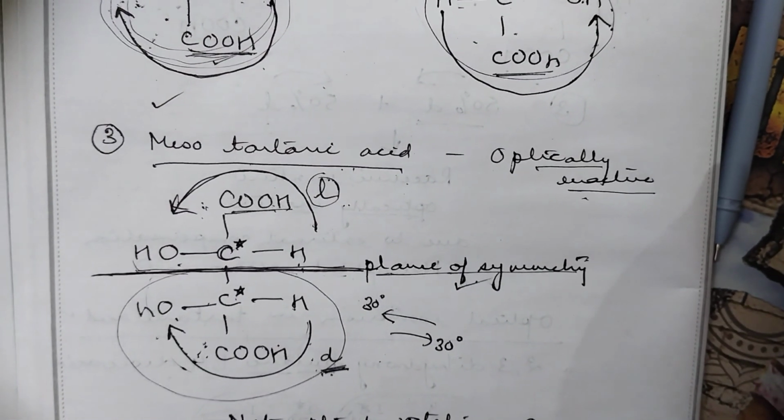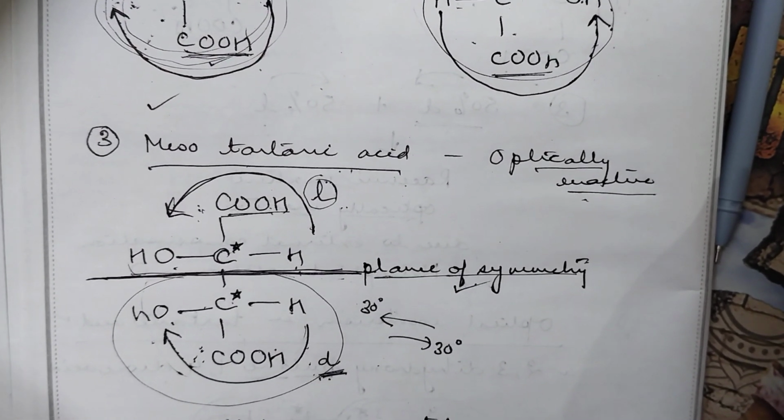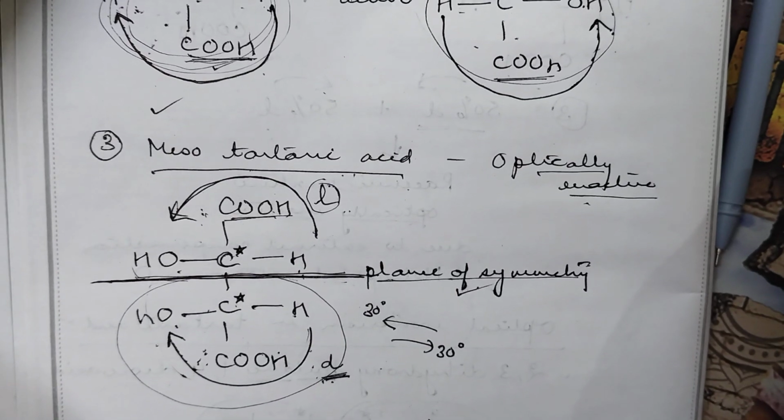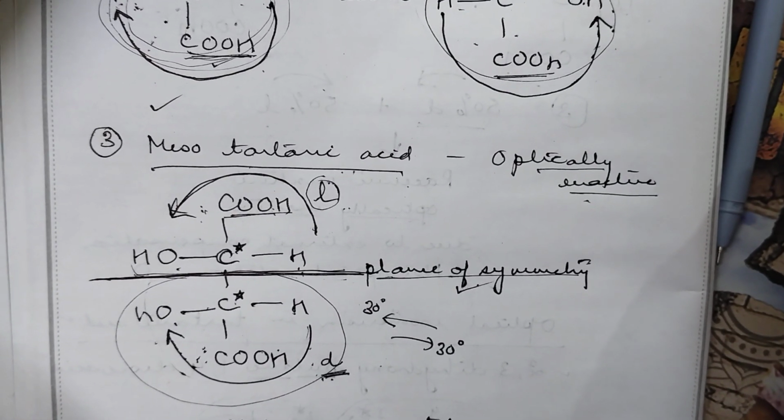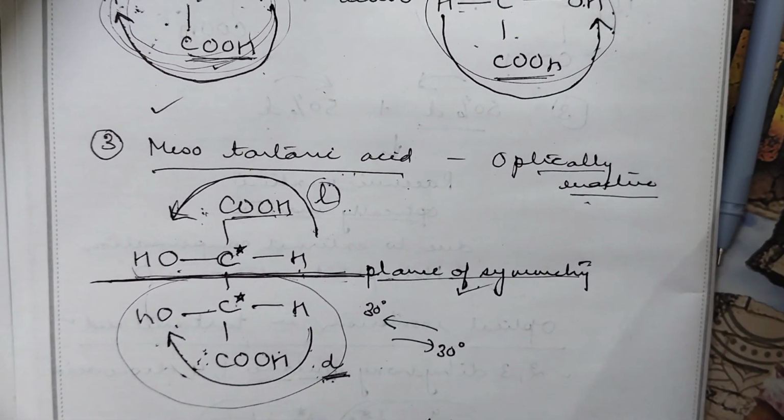So we had to do only 2 compounds for optical isomerism, tartaric acid and lactic acid, and we have done this.